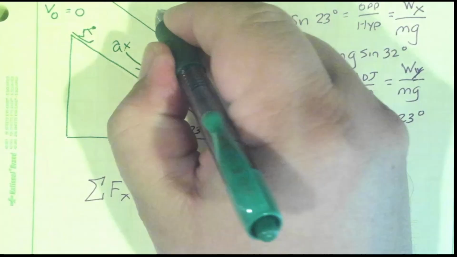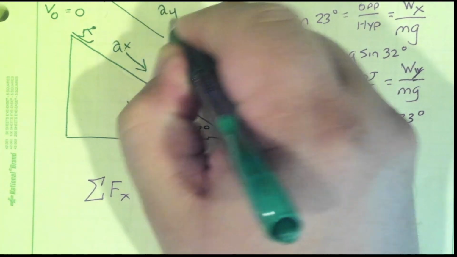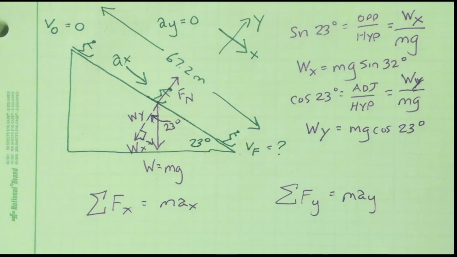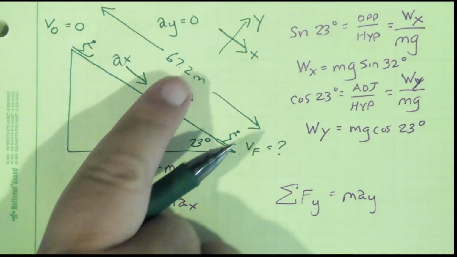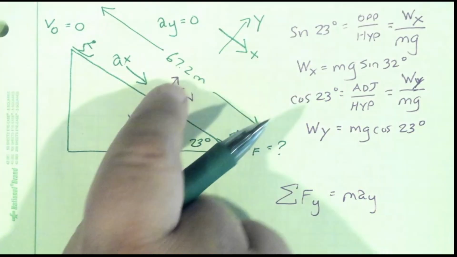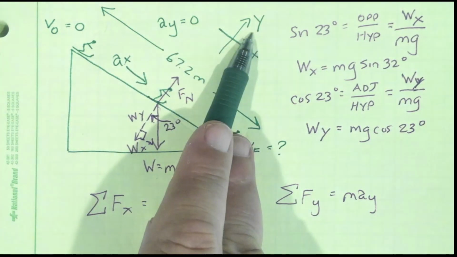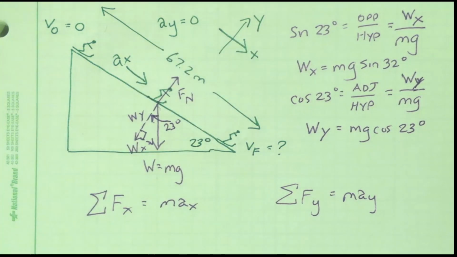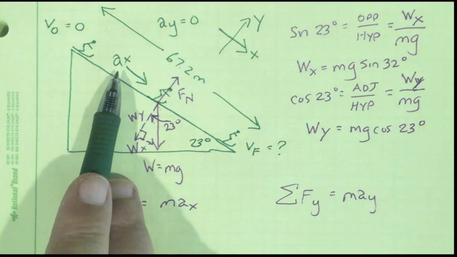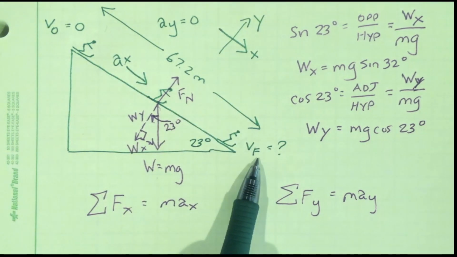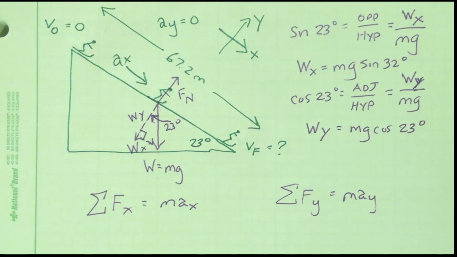The acceleration in the y direction as we have defined it here, well, that's going to be 0. Because the snowboarder does not rise up off the slope or sink down into it, her acceleration in our new y direction is going to be 0. So we're only concerned with her acceleration in the x direction because that's what will tell us the final velocity.